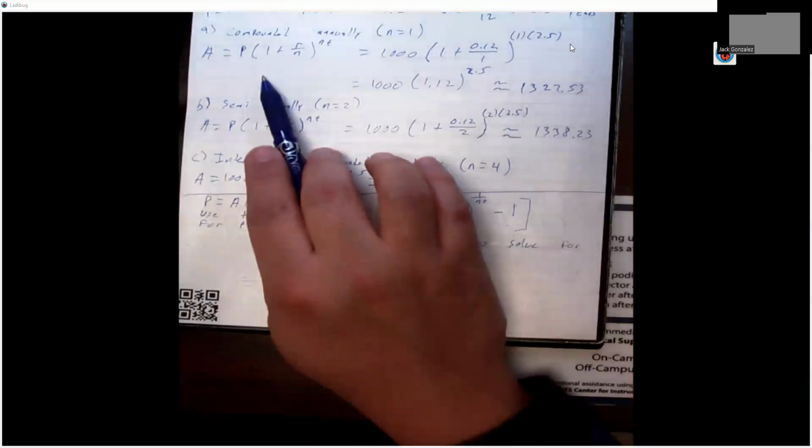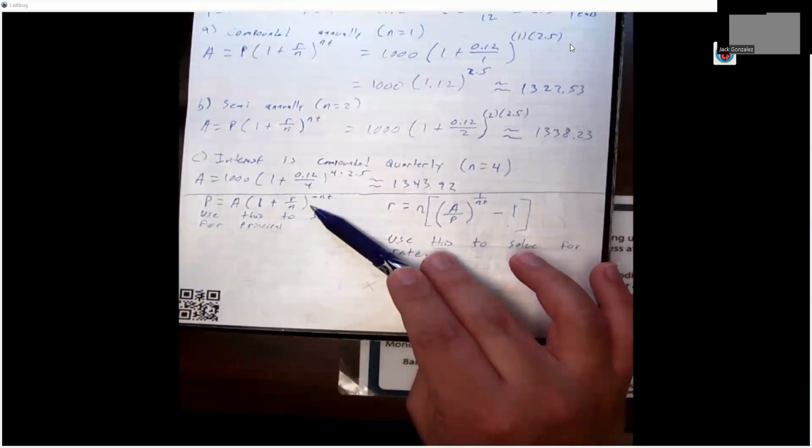Use this to solve for principal. So let's say you have a question that says you made 10 grand or whatever. What was your initial investment? They're asking for principal. If you don't use this, you have to plug everything in and then solve for P, move things over. But if you do it in general, it's already done for you. Okay, so there you go.